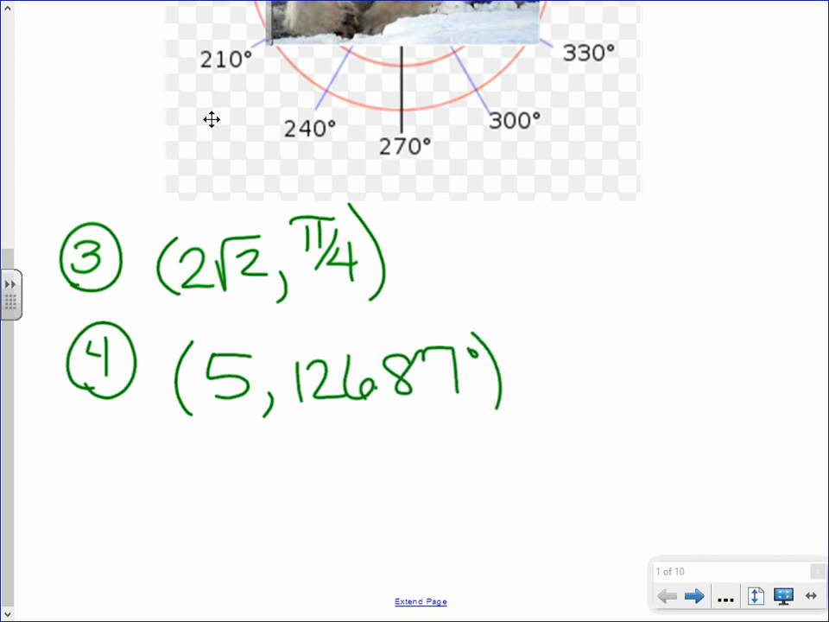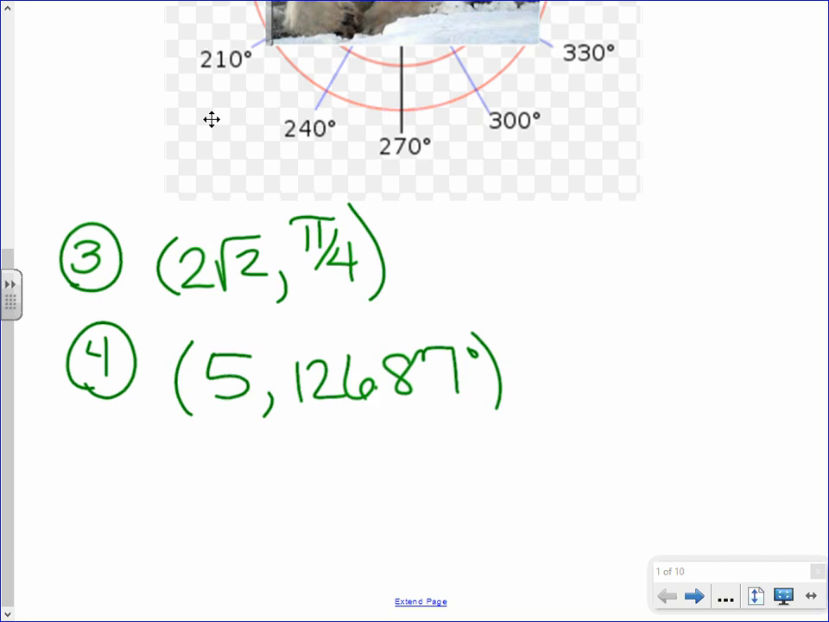Talk to me about how you got that one. Your little triangle. Okay. Okay, essentially you used the inverse tangent with 3 and 4 to find the angle, but you knew -3, 4 was in the second quadrant, so you made your angle there.